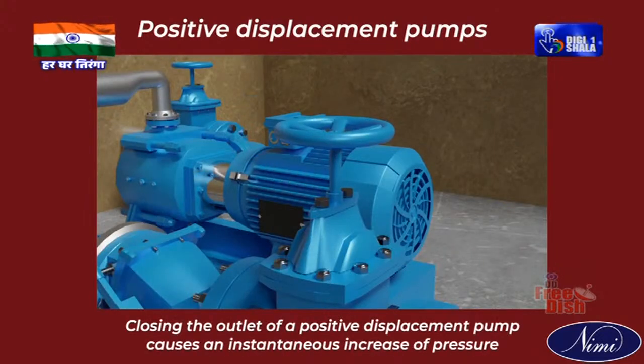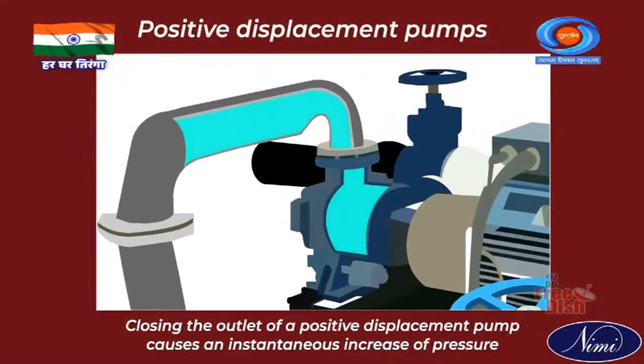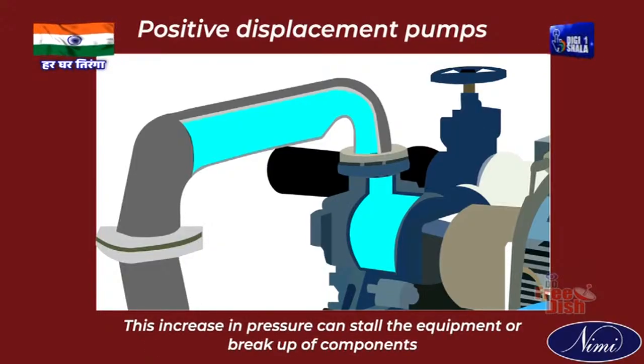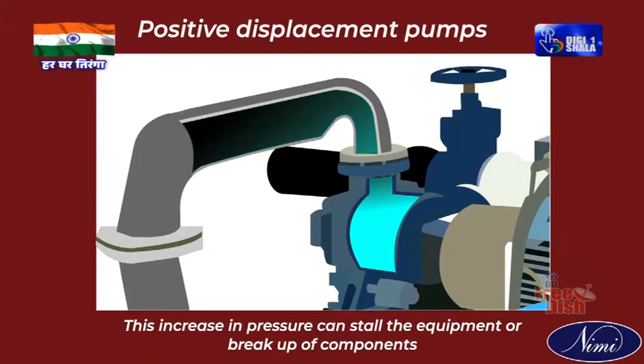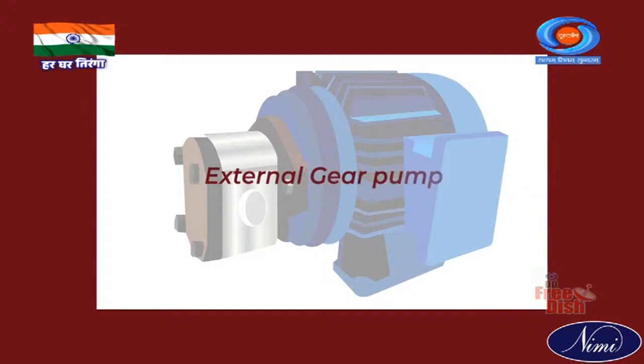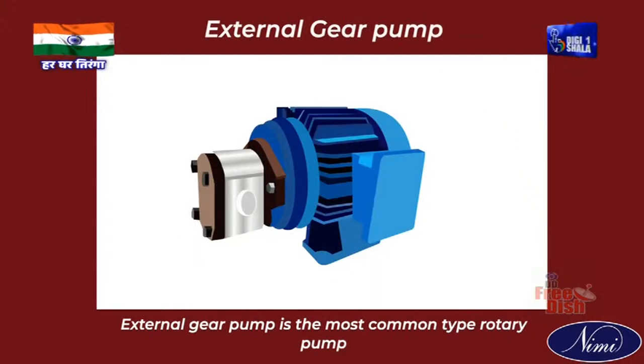Closing the outlet of a positive displacement pump causes an instantaneous increase of pressure. This increase in pressure can stall the equipment or break components. Gear pump is an example of a positive displacement pump. External gear pump is the most common type of rotary pump.